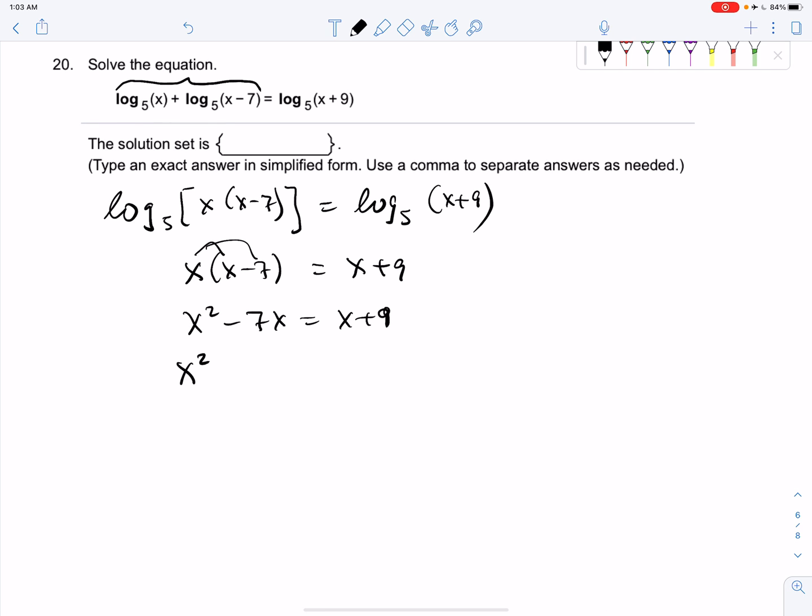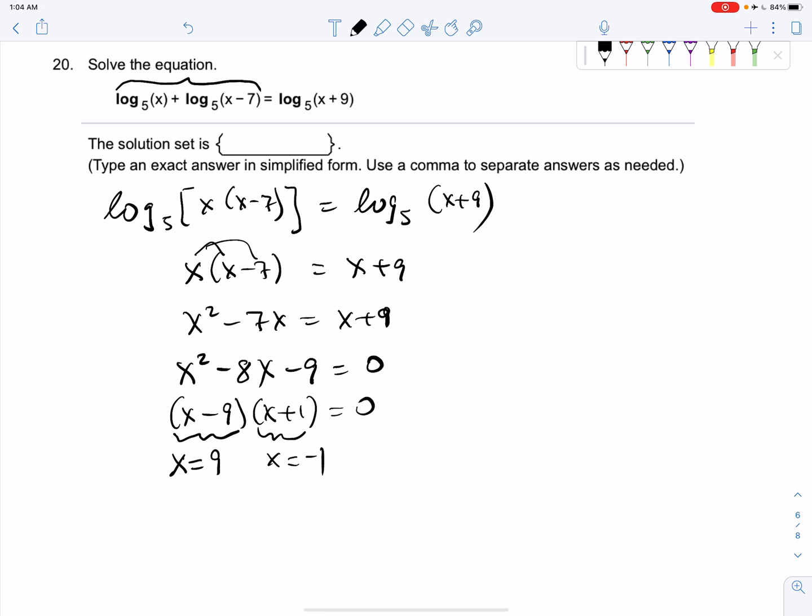Okay, we subtract x from both sides, which gives us negative 8x on the left. We subtract 9 on both sides. We get 0 on the right. So then the question is, what two numbers multiply to negative 9 and add to negative 8? That's going to be x minus 9 times x plus 1. Now set each factor equal to 0, and when we do that, we get x equals 9. Set the second factor equal to 0, and x equals negative 1.